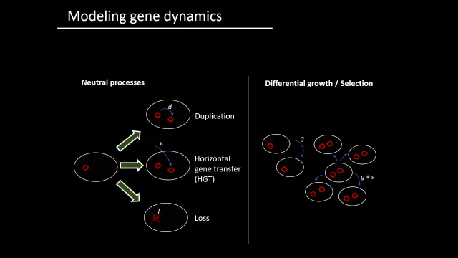On top of that, we have selection, which basically means that there is going to be a differential growth depending on how many copies of the gene you have. It can also depend on whether you have the gene or you don't have it. Okay, so that's the kind of process that governs this genome evolution.